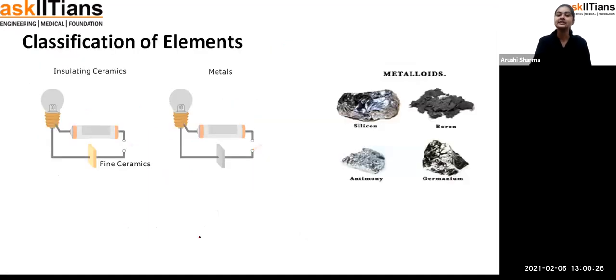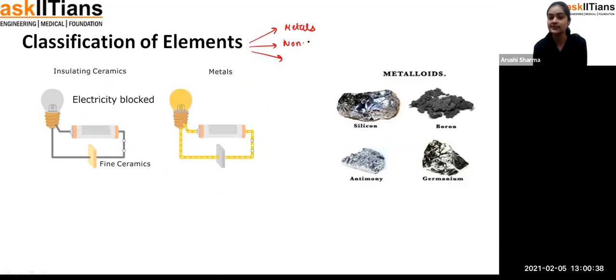Now, the thing is that elements have been divided into three categories. What are those categories? So, students, these three categories are metals, non-metals, and metalloids. So first of all, if I ask you what are the metals?